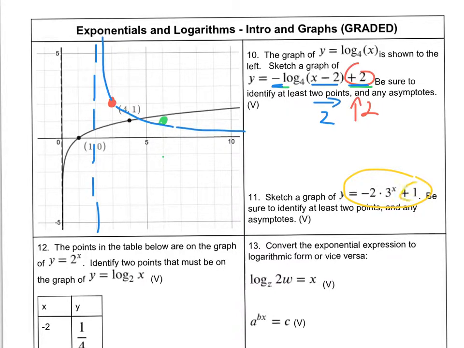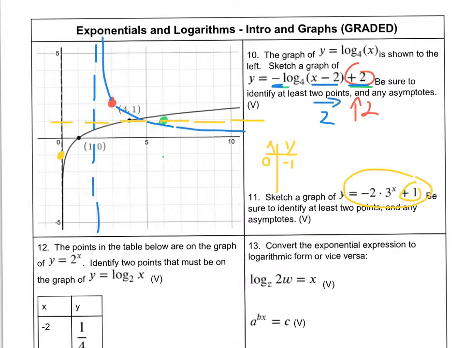Here we're going to have a horizontal asymptote of +1. I'm going to draw that first. And then I'm going to plug a couple points in. Because I've got just an x in the exponent, let's plug in some easy numbers. So let's go with 0. 3 to the 0 is 1. -2 plus 1 is -1. So we get the point 0, -1.